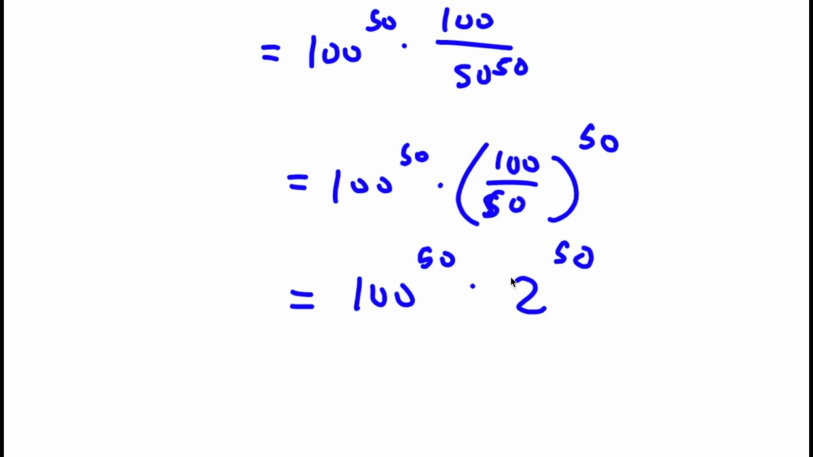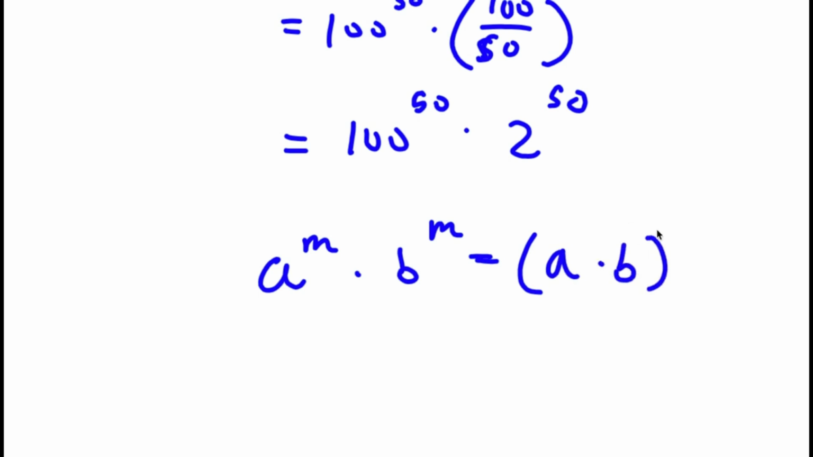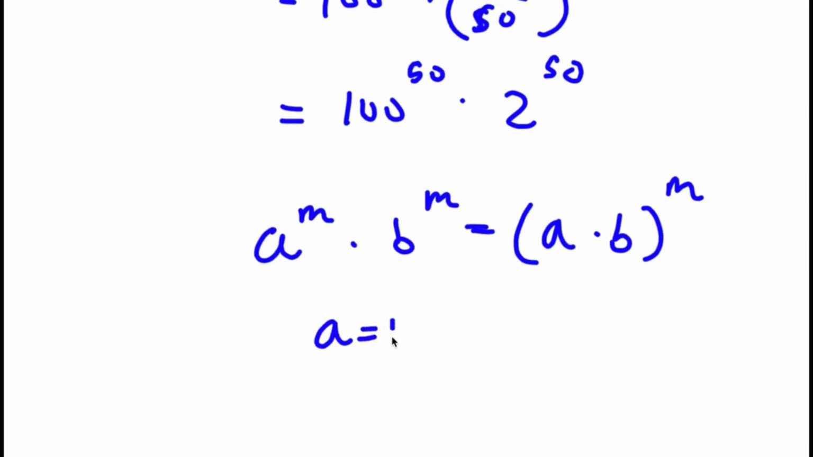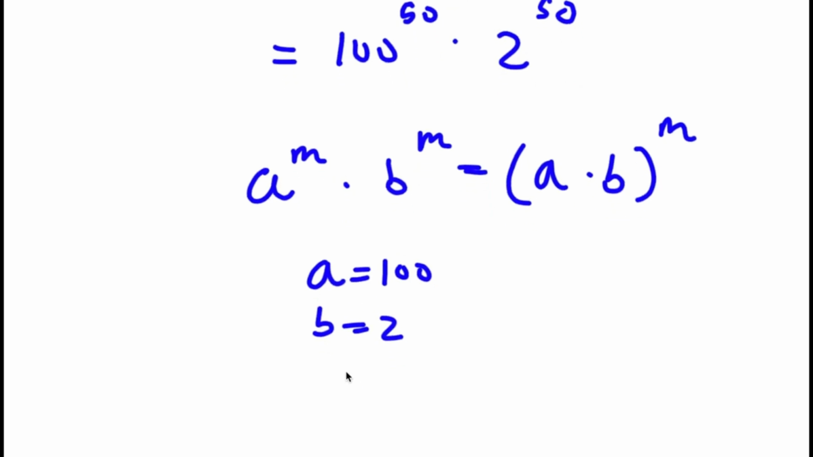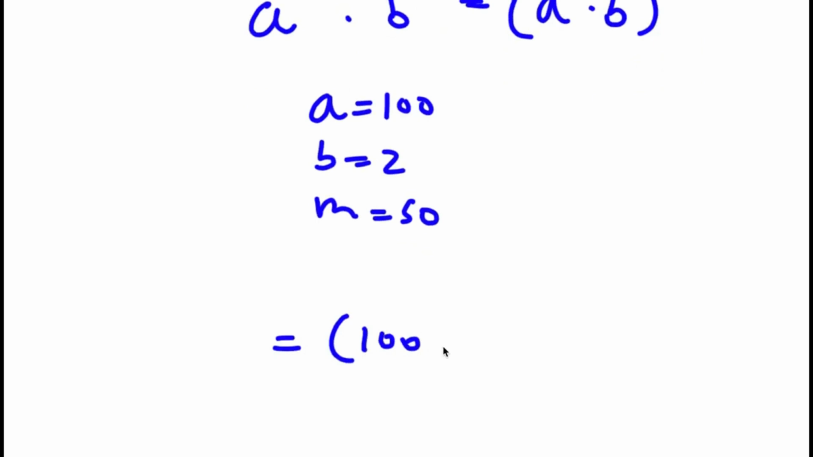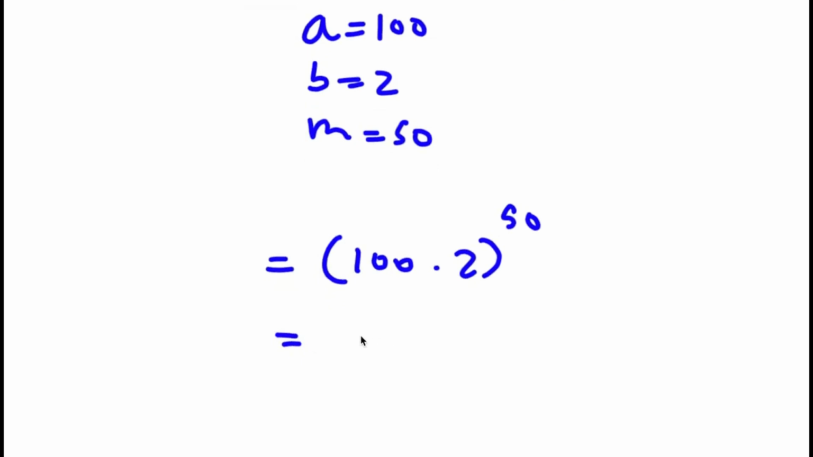Now, if I have something in the form a to the power of m times b to the power of m, this is simply equal to a times b to the power of m. So in this case, I have 100 to the power of 50 times 2 to the power of 50. We can think of a as 100, b as 2, and m as 50. So this is going to equal 100 times 2 to the power of 50. Well, 100 times 2 is simply 200, so I'm left with 200 to the power of 50. So this is my answer.